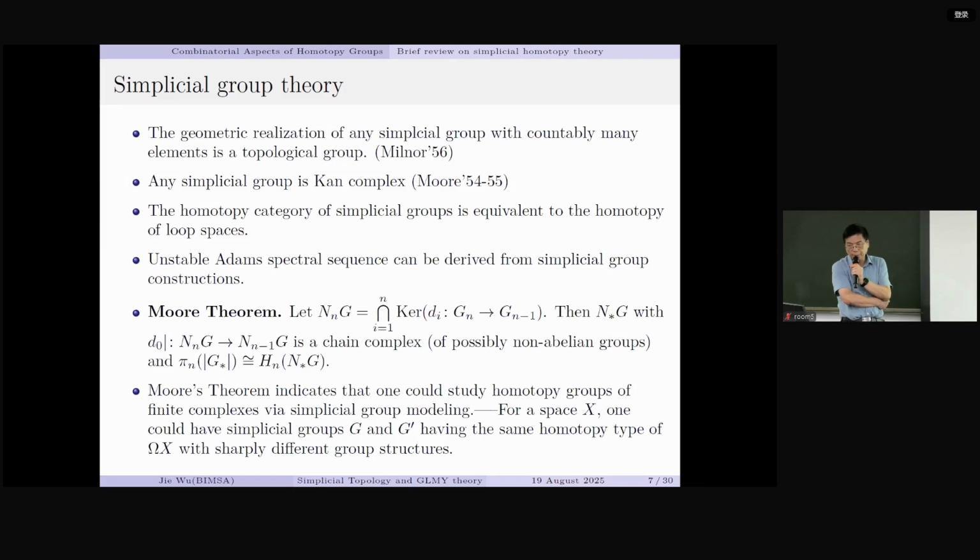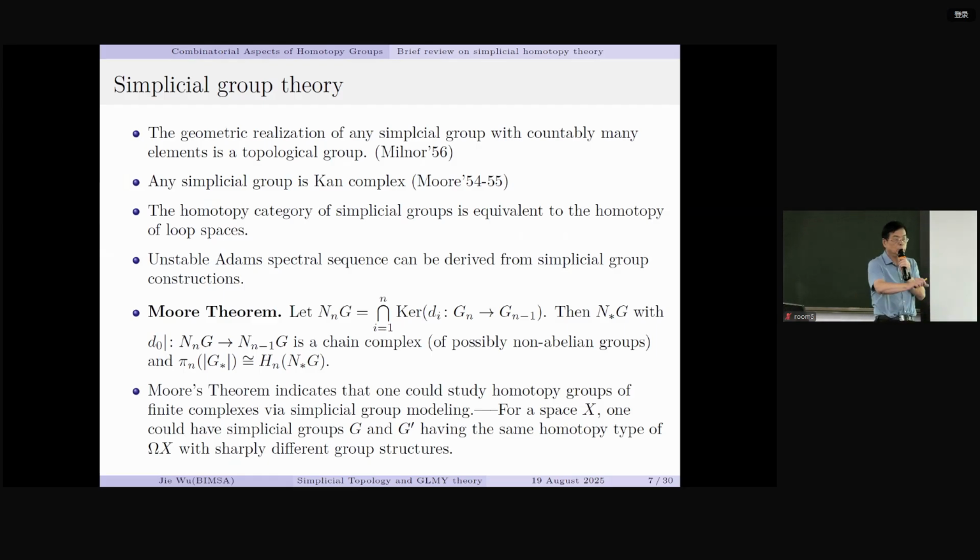Okay, so now one important thing in homotopy theory is how to deal with homotopy groups, right? And as we say, just switch the category of sets to groups. So this is so-called simplicial group theory. And there's a lot of beautiful work in this direction. Essentially we can say the geometric realization of a simplicial group is a topological group. Exactly what we need. In Milnor's work, he needs some conditions, say, countably many elements or locally finite for that.